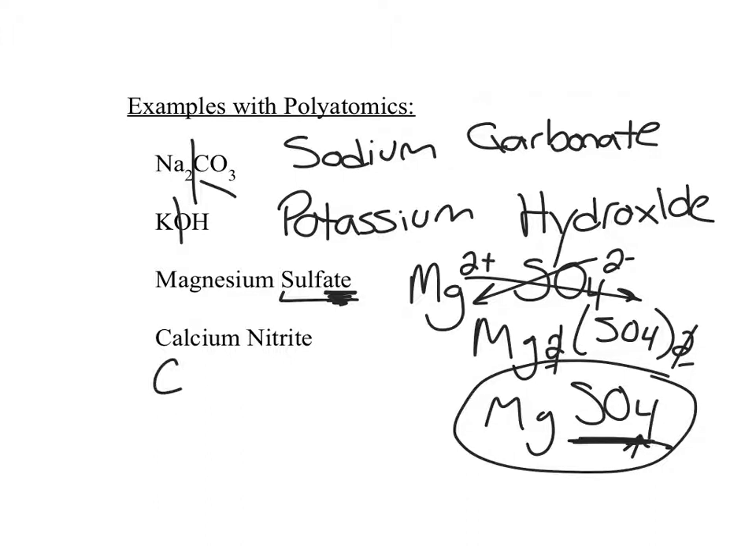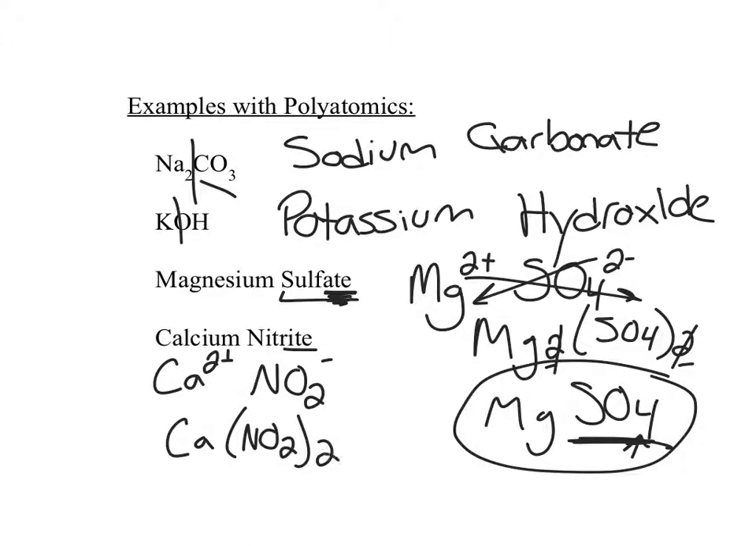Okay, calcium is Ca2+, and nitrite is NO2-. So I cross my charges, I get Ca1, parenthesis, NO2, 2. And I want to leave it just like that. I can't reduce those 2's, I can't distribute, I can't do anything like that without changing nitrite, so I just want to leave it as Ca(NO2)2.